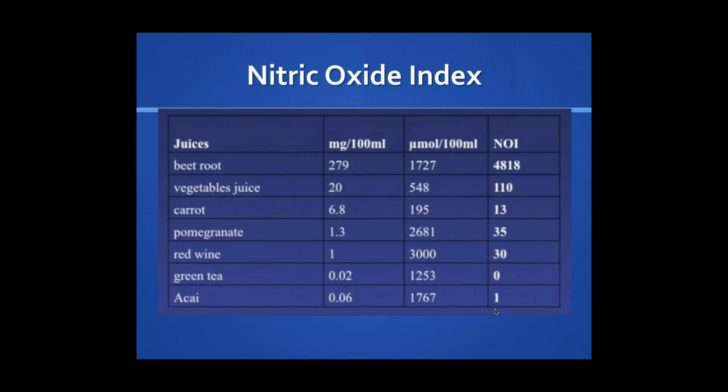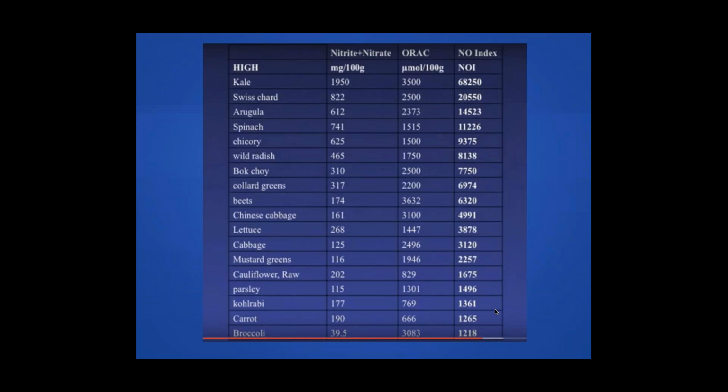So beetroot is one of the best ways that you can get nitric oxide in the diet. And vegetable juices, carrots, pomegranate, red wine, green tea, and acai contain nitric oxide promoting ingredients. So here's a look at some of the other vegetables. What we want are the ones that have the antioxidants here in the ORAC index, and also have nitrites and nitrates. So the highest being kale, Swiss chard, arugula, spinach, have both in spades. So it's another good reason to eat your vegetables.